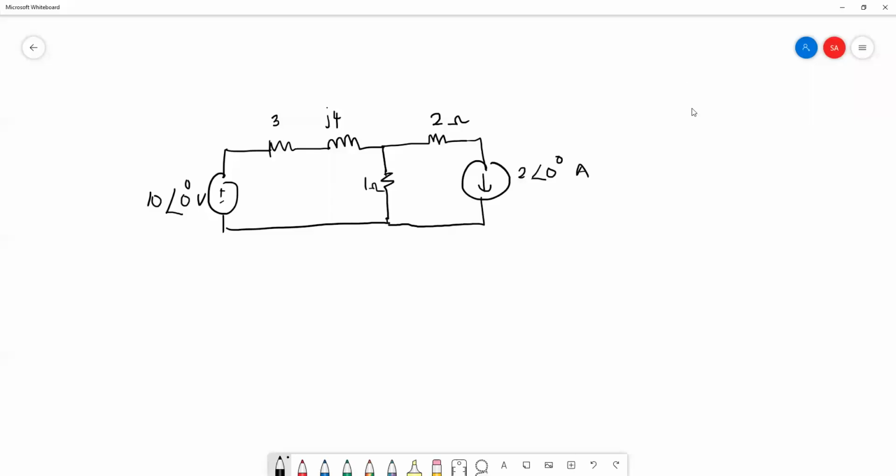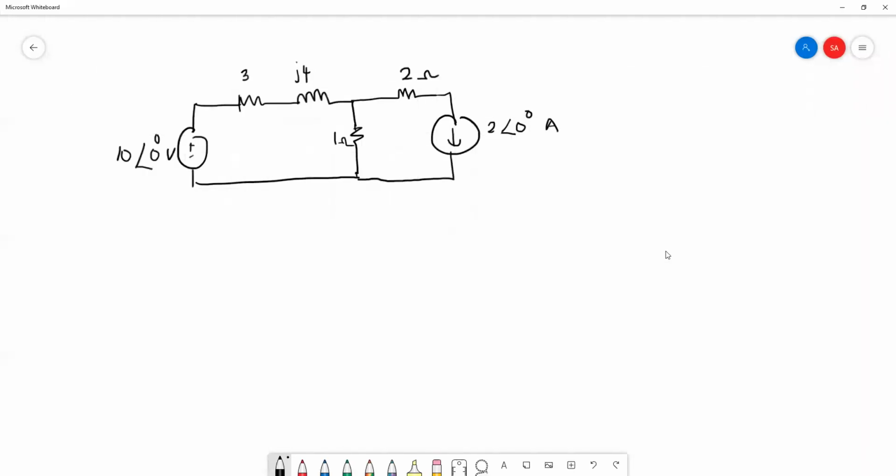Okay, so this is one of the examples of using mesh analysis for an AC circuit. The first step is to draw your mesh current I1. This is mesh current I2. From here you can see that for mesh current I2, we have a current source here. So definitely you can write down directly the mesh current I2 from the circuit.